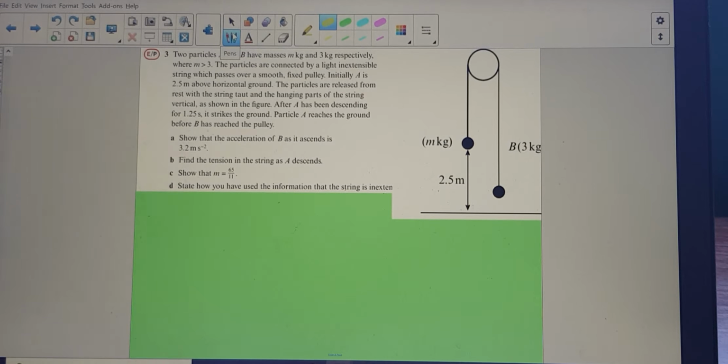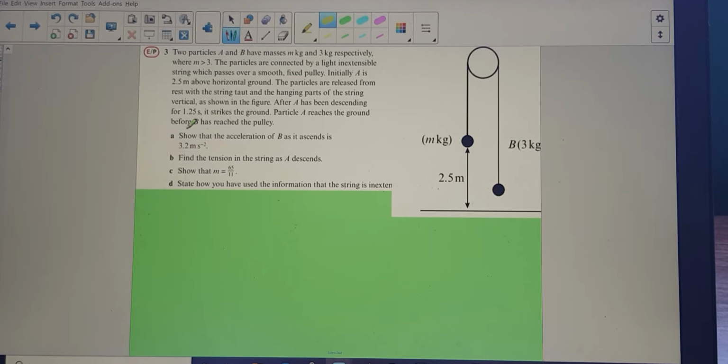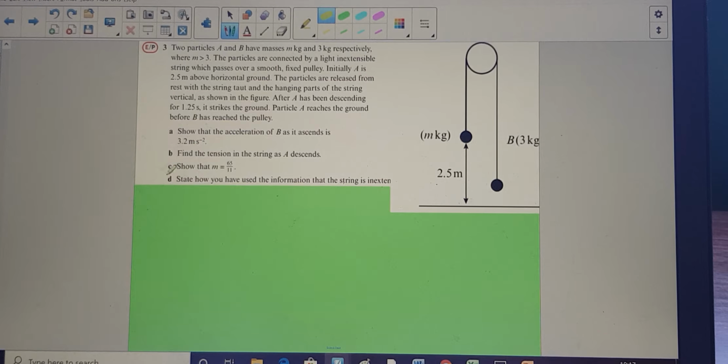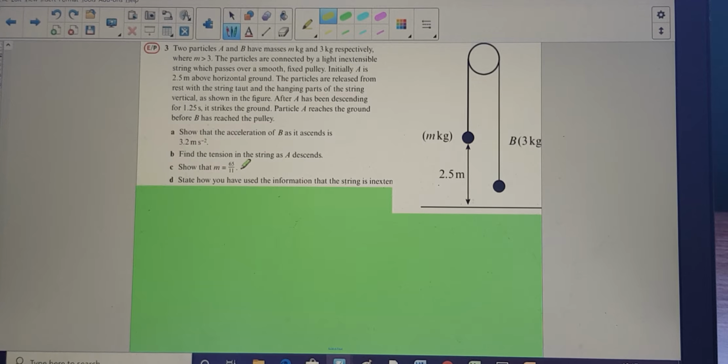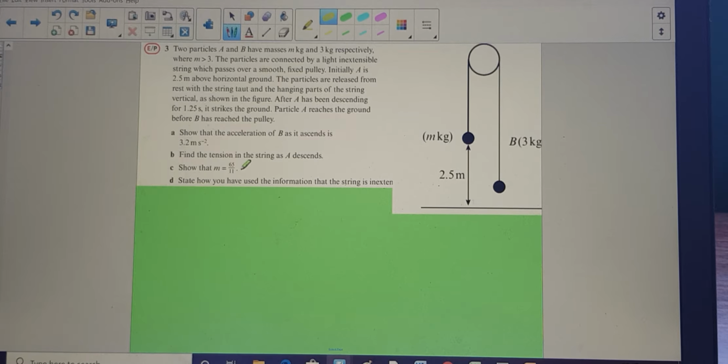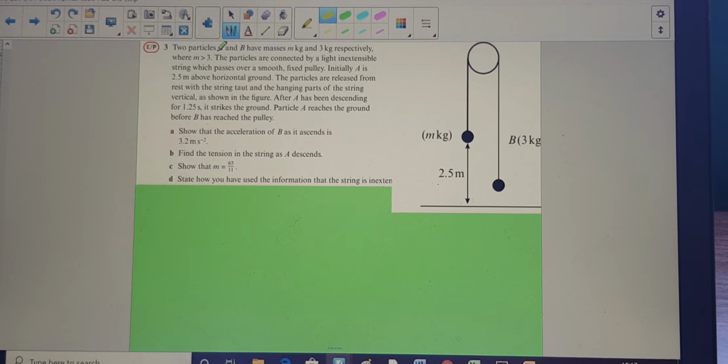Okay, looking at question 3 from exercise 10F, I'm going to go through parts A and B in a lot of detail because that helps us with part C. It's fundamentally important that we understand part C because this is very typical of a pulley exam question, which I'm going to give you in the forthcoming weeks, probably next week definitely, so you become more familiar with it. Okay, let's read the question carefully.